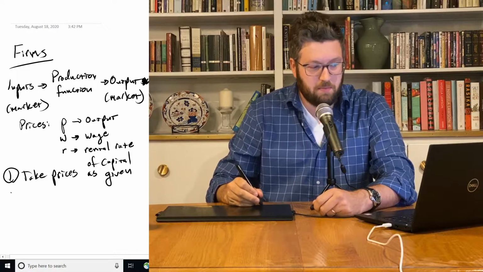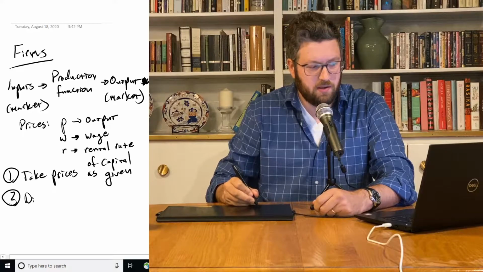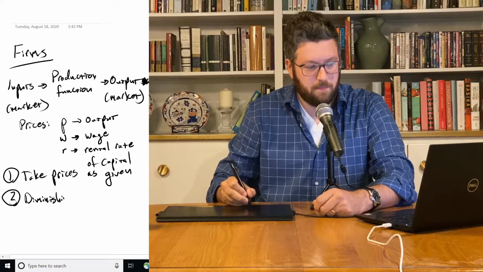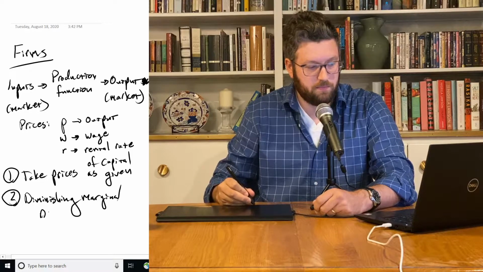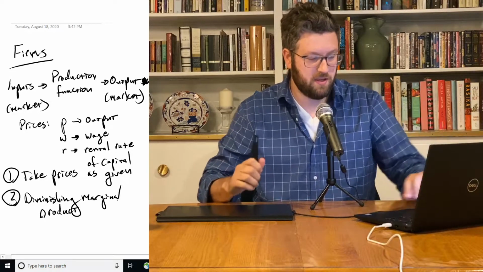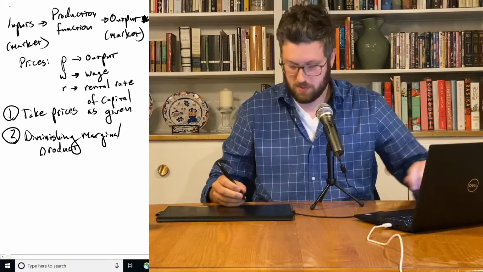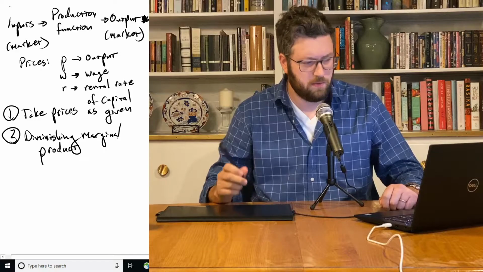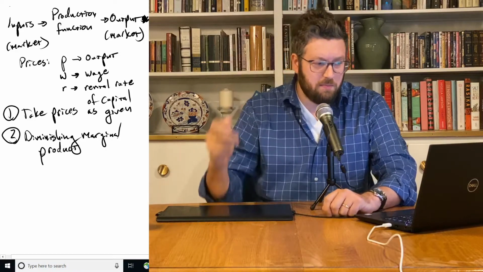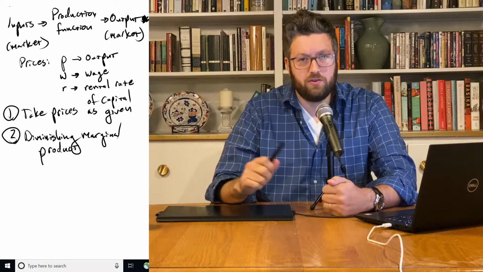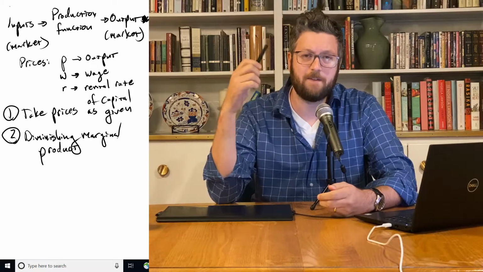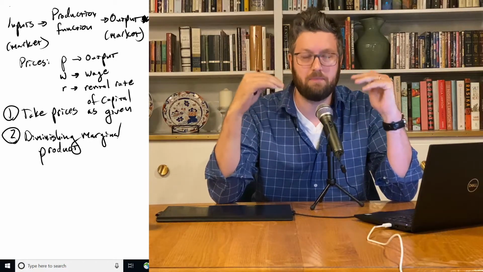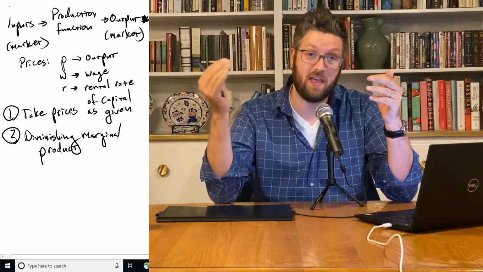The second assumption we're going to make is, I think I've mentioned this before, diminishing marginal product. What I mean here is that the marginal product of labor or the marginal product of capital is falling. As a brief refresher, what does that mean? That means that the first laborer can increase your output by a lot, the second one by not as much, the third one by less than that, and so on.